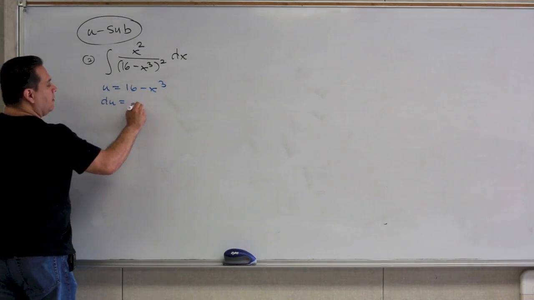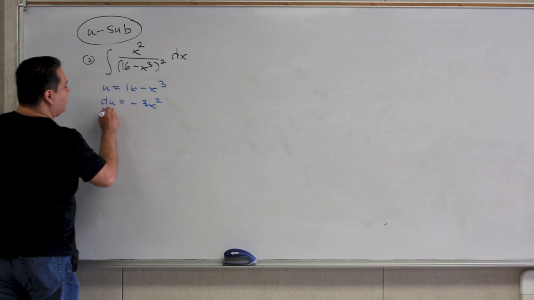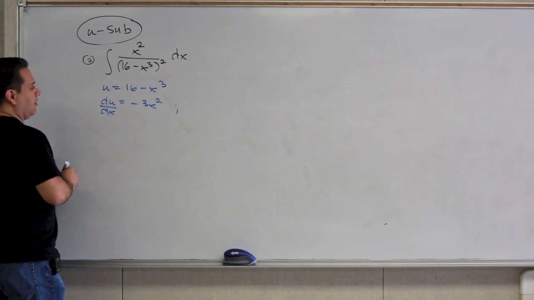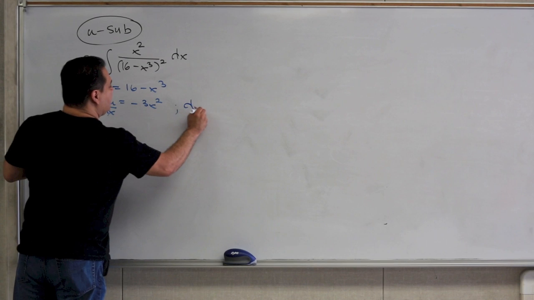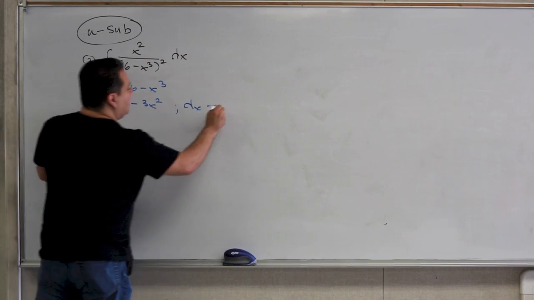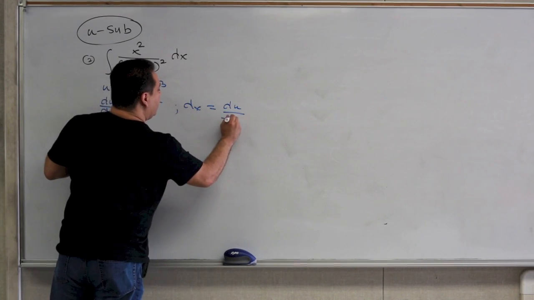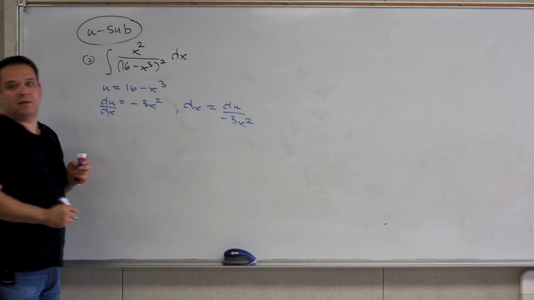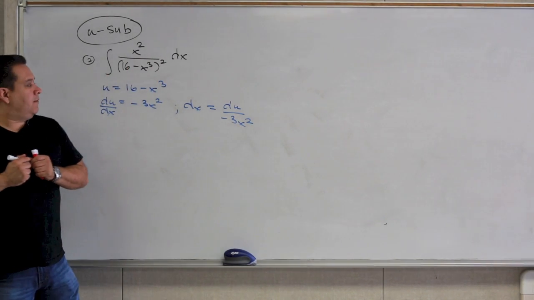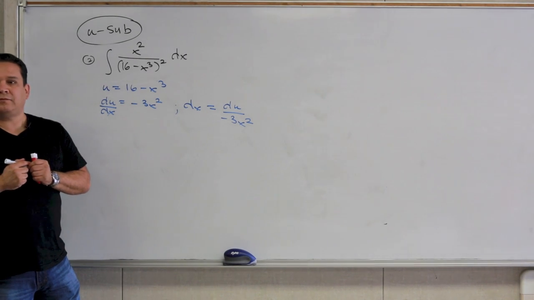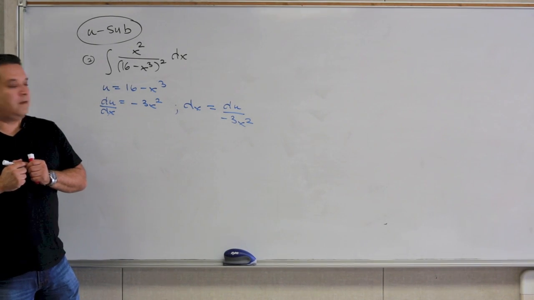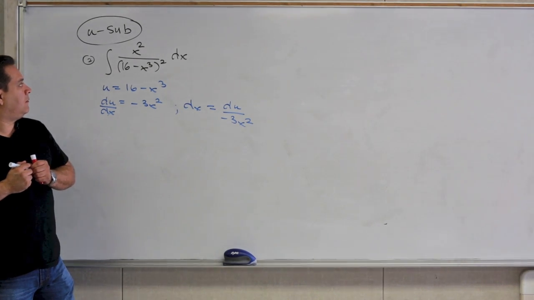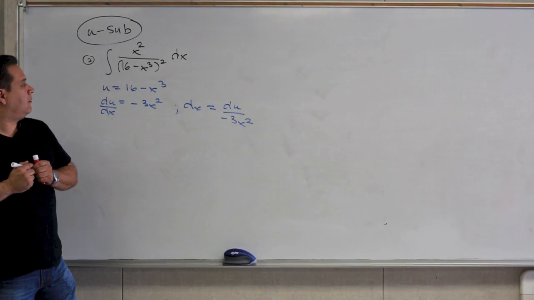What's this going to give you? Minus 3x squared. Don't forget that's du dx. What do you solve for? Okay, then that gives you dx equals du over minus 3x squared. You get this? Yes? I did it another way. I left it as x squared dx. So x squared dx equals negative 1 over 3 du.